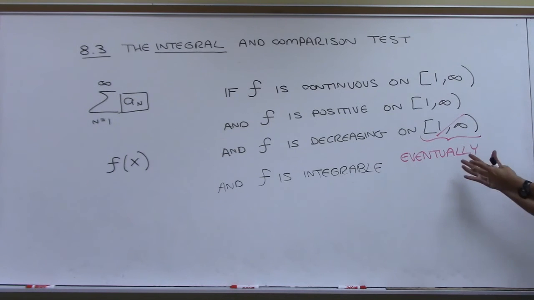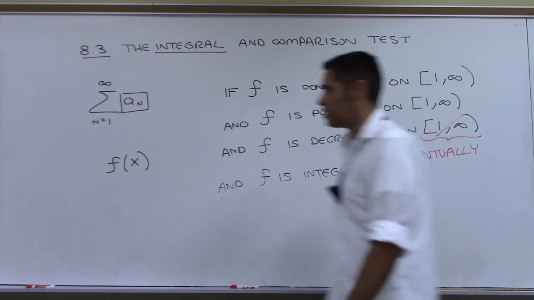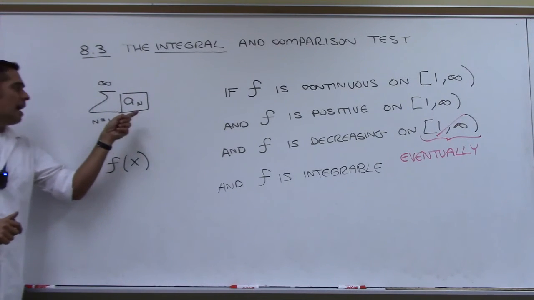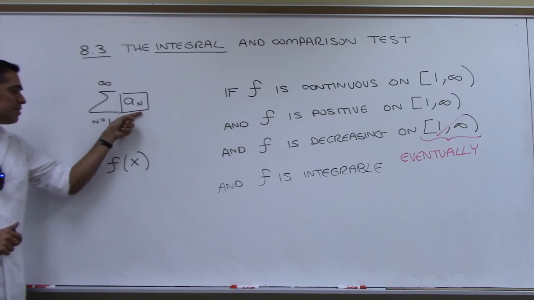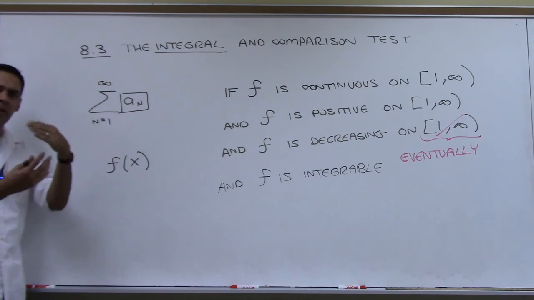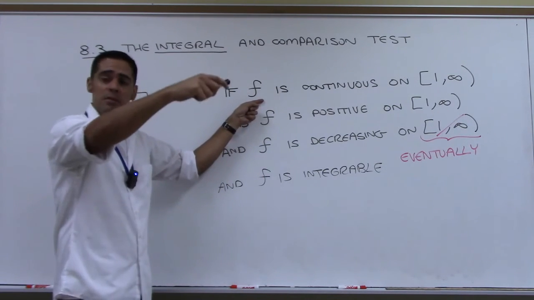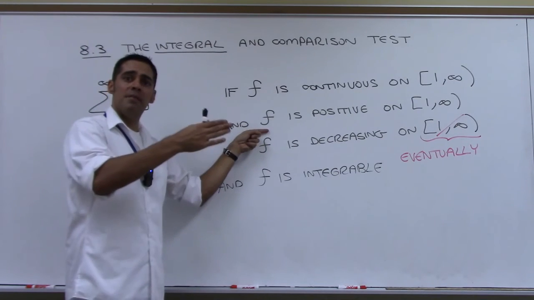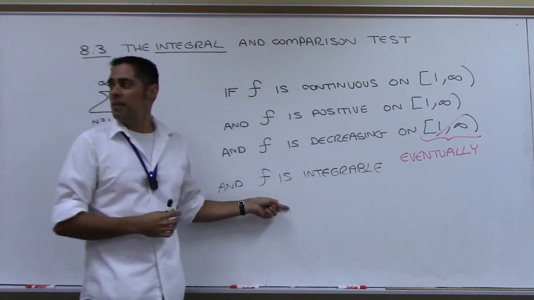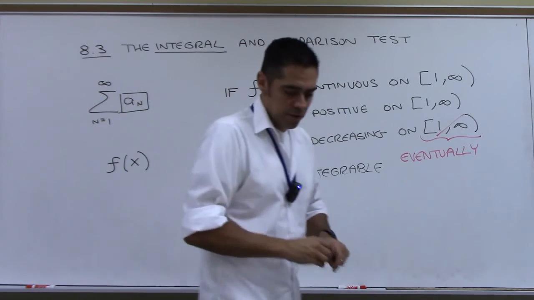So summary, I haven't said what the test says yet. I've just shown the conditions for the test. You have to be looking at a sequence, you have to basically be stuck on it, and then you have to say, wait a minute, hold on. If I turn that sequence into a function of a normal variable x, then as long as that function is continuous, I can draw it without picking up my pencil. As long as it's positive, always above the x-axis, as long as it's eventually decreasing, and as long as I can integrate that function, then here's the result of this. What is the result?